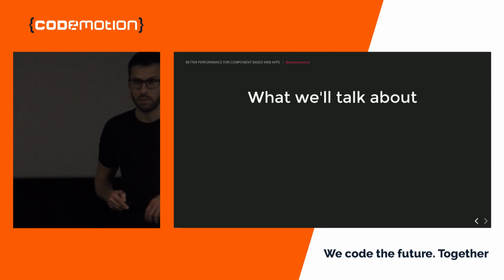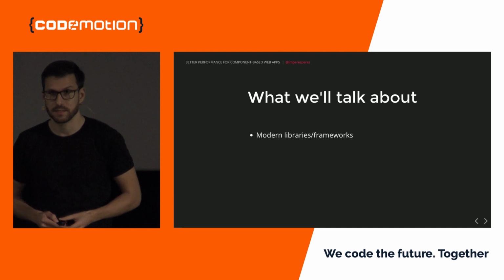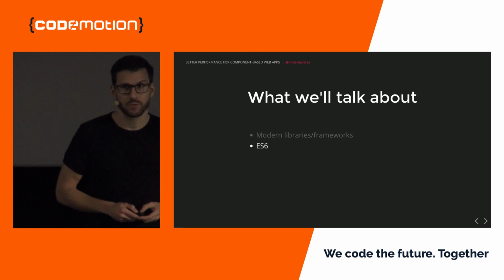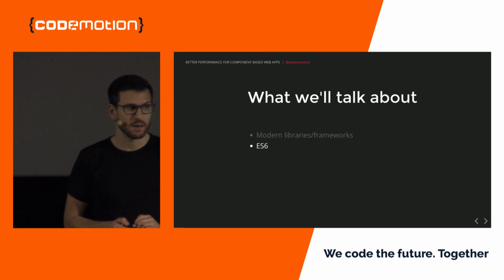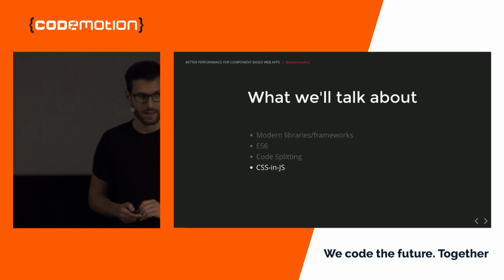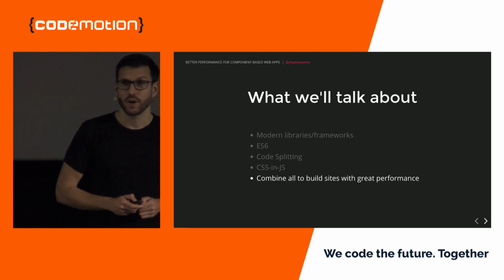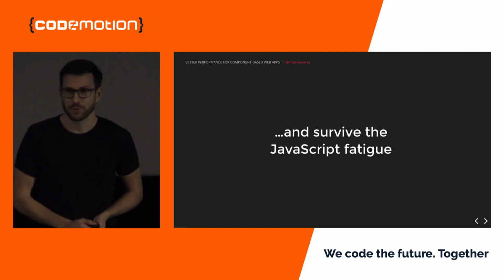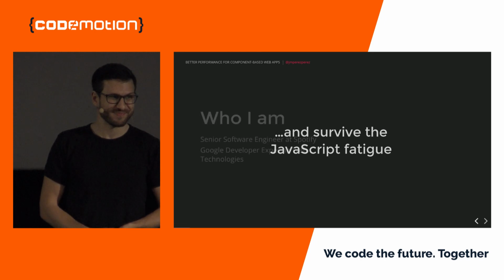Today, we are going to have a look at some modern libraries and frameworks that we are using for building websites these days. We will also have a look at ES6. Most of you will probably know ES6, but there are a couple of things that I think are super important. Code splitting, CSS in JavaScript, and how we can combine all of the above in order to create a site that loads really fast. And all of this also trying to survive this JavaScript fatigue that we pretty much all have.